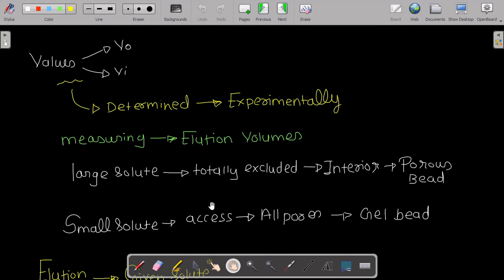So if you measure the elution volume of the large solutes that are totally excluded from the interior of the porous bead, then on the basis of that you will get the value of V0. And if you measure the elution volume of small solutes that have access to all pores of the gel bead, then you will get the value of Vi. So the values of V0 and Vi are determined experimentally.